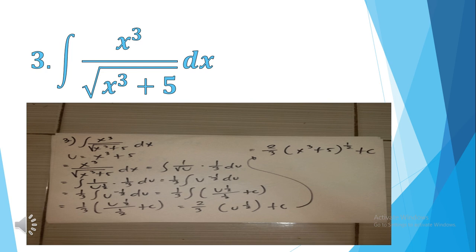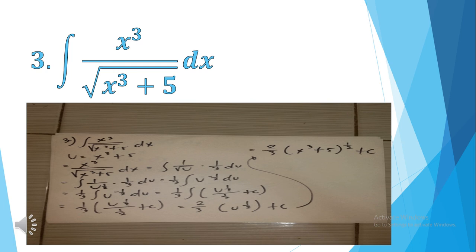So 1/3 integral of u to the power of negative 1 half du equals 1/3 times the quantity u to the power of 1 half over 1 half, plus c, which equals 2/3. Where do I get the 2/3? We just multiply the 1/3 by the reciprocal of 1 half and multiply straight across. So 1 times 2 is 2 and 3 times 1 is 3. That's why we get the 2/3.